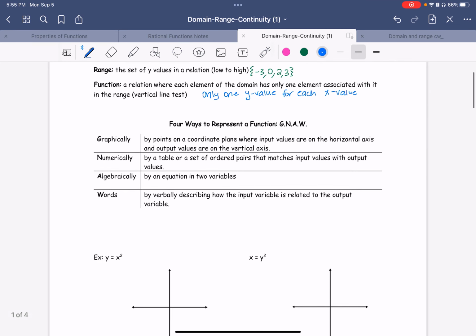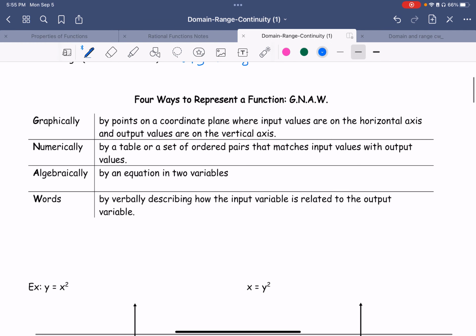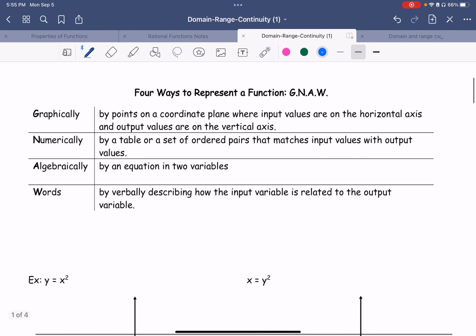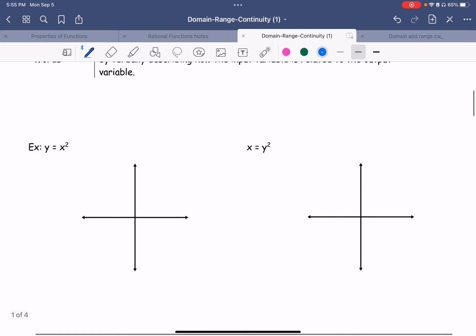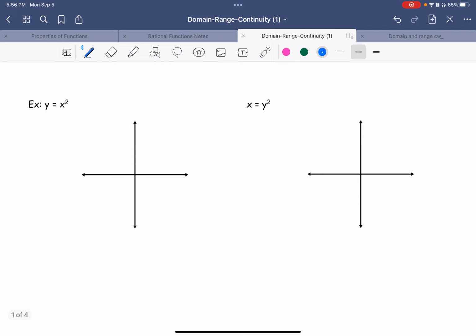Now let's get started with different ways to represent a function. I have written here 4 different ways. We have graphically, numerically, algebraically, and words. You have seen all of these in your previous math classes. Graphically is just points on a coordinate plane where you have input values on the horizontal axis and the output values on the vertical axis. Numerically, on a table or a set of ordered pairs. Algebraically, by an equation with 2 variables. And then words, you're just verbally describing how the input variable is related to the output variable. I just wanted to throw that in there, but you have seen that before. Maybe not in those words, but you have been exposed to all of those representations of a function.